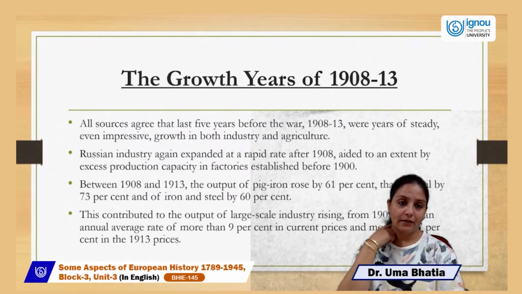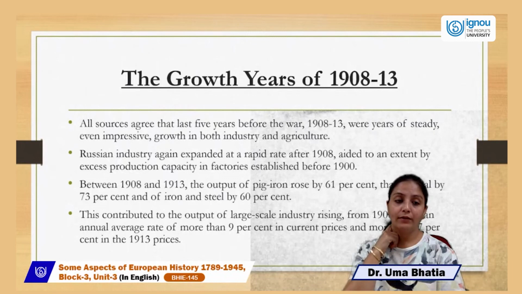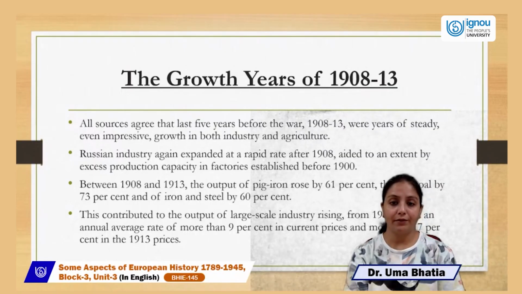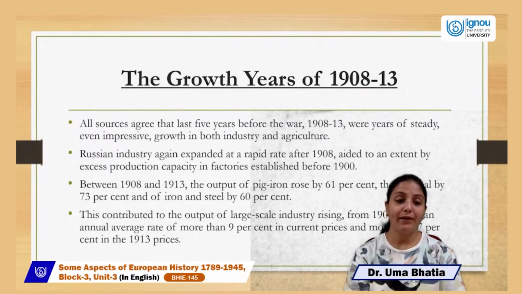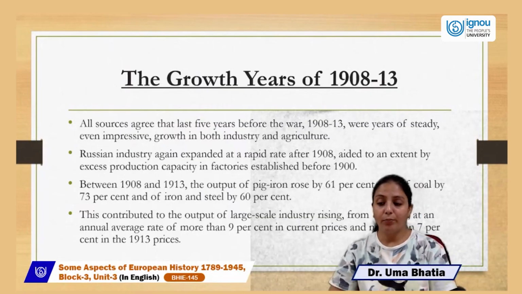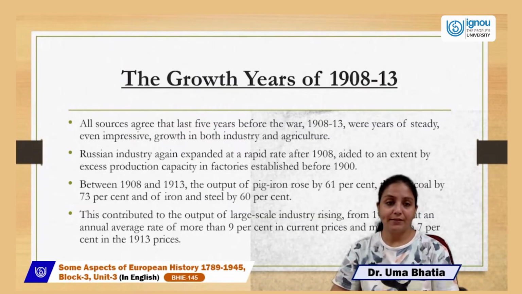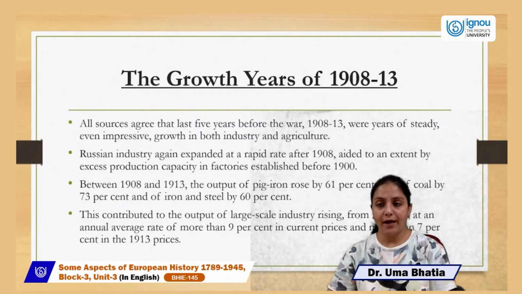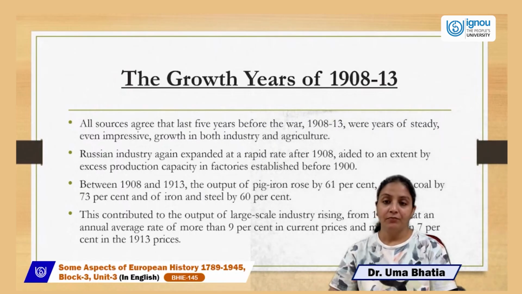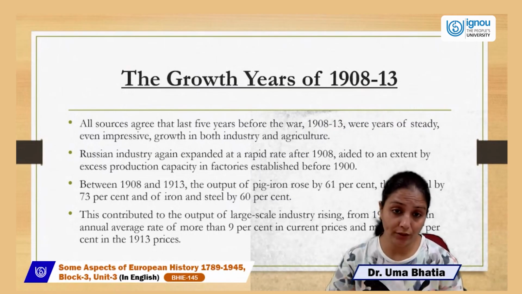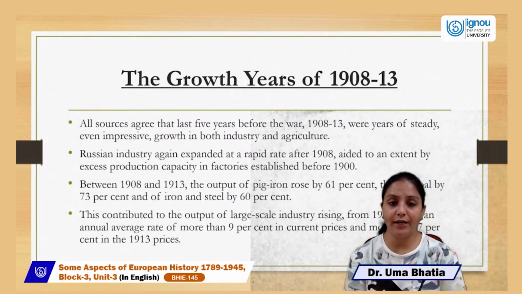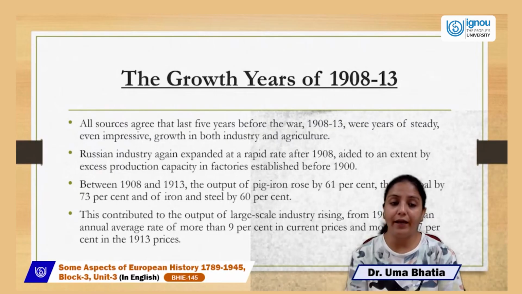The growth years of 1908 to 1913. You can see on screen the rapid rate, the rapid expansion of the particular area. All sources agree the last 5 years, 1908, 9, 10, 11, 12, 13, were years of steady, even impressive growth in both industry and agriculture. Russian industry again expanded between 1908 and 1913.